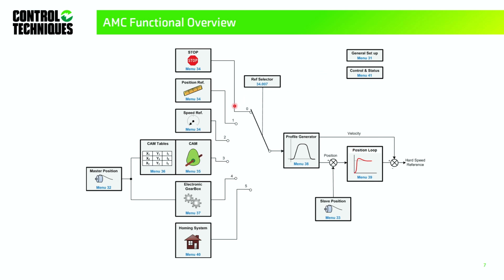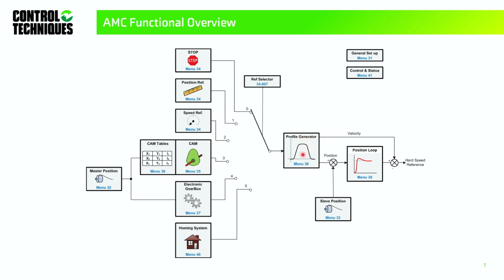So let's take position reference as an example. When 3407 is set to a position reference, the position is going to be plugged into menu 34, but the motion profile, the acceleration, deceleration, and speed are all set up in menu 38. This is a single motion profiler.